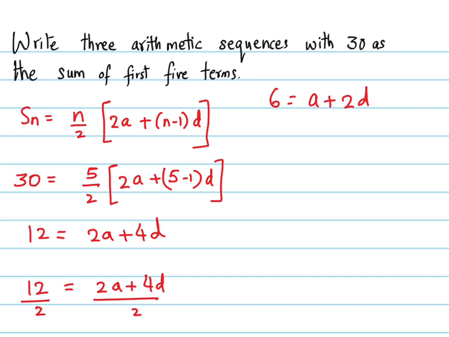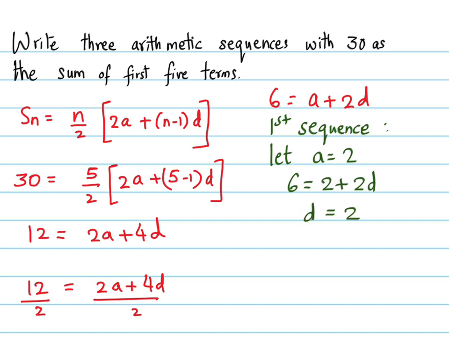Now we have to check with different numbers. So for the first sequence, I'm going to take a as 2. I cannot take a as 1 because if I take a as 1, then d will come out as a decimal number. So I'm not taking a as 1. I'm taking a as 2. Then I substitute that. I get the value for d as 2 and then I create my sequence. A is 2, difference is 2. So 2, 4, 6, 8, 10. That's the first 5 terms, and if you add it up, it will come out to be 30.